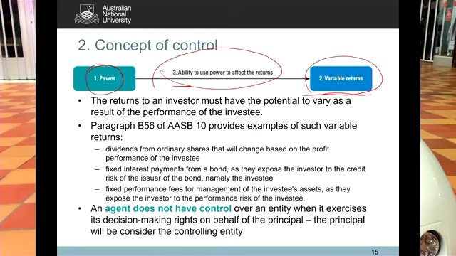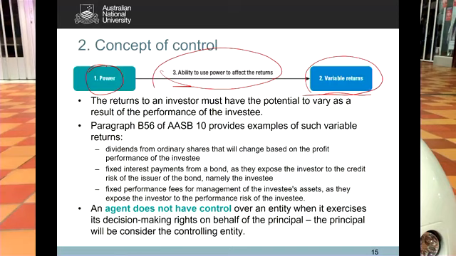However, some fixed interest payments and some fixed performance fees can also be treated as variable returns in the concept of control. For example, the interest payment is promised to a bondholder, but this bondholder is also exposed to the credit risk of the issuer of the bond, right? If they're exposed to the risk, whether or not they can receive the interest revenue would be questionable, right? So we deem it as the variable returns.